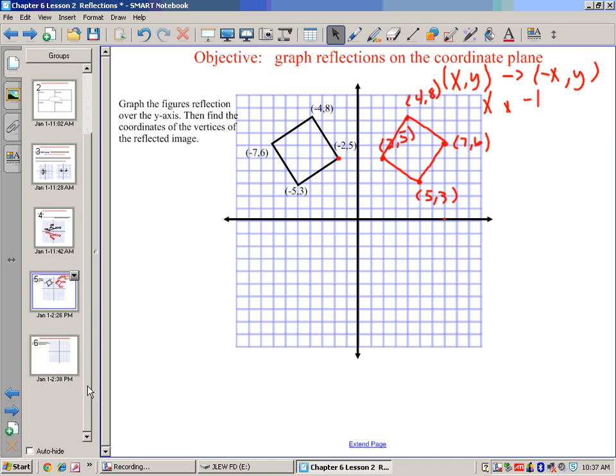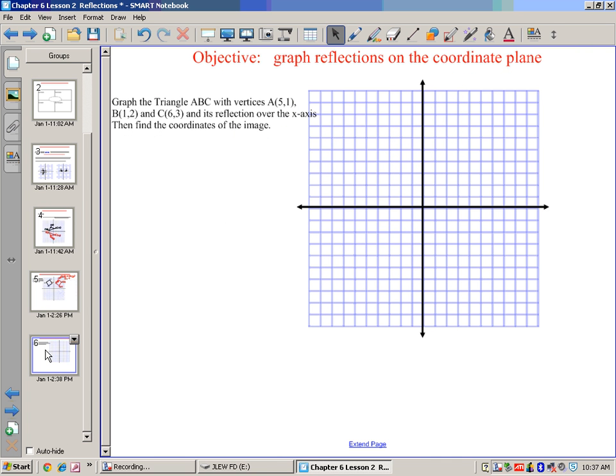Okay, once again, something new. There's a triangle. You're going to have to graph it yourself and then reflect it over the x-axis and write down the coordinates of the image. That is something to be done for class.